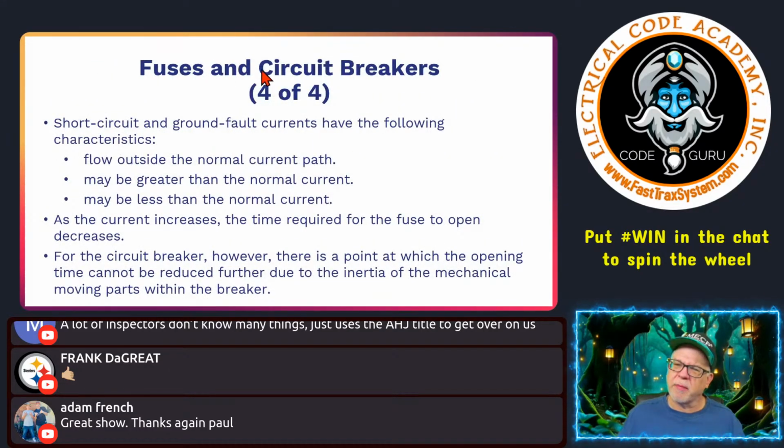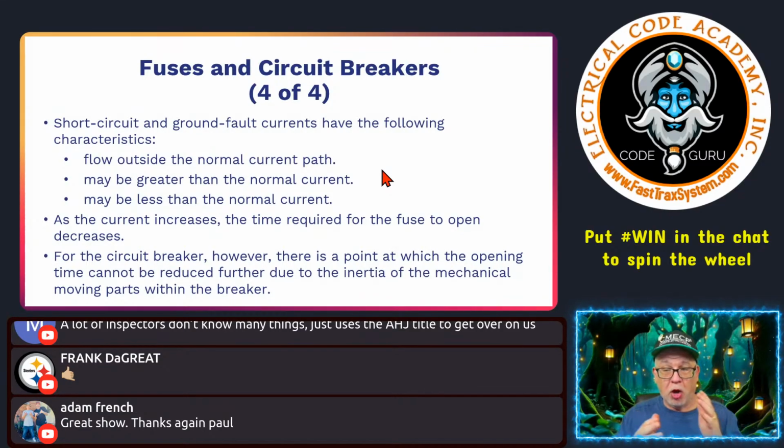Now, fuses and circuit breakers. The short circuit and ground fault current have the following characteristics. One, flow outside the normal current path. Obviously, short circuit and ground fault are flowing through a device not on its intended path, right? A circuit's designed to flow on its intended path, on the conductors that you construct. Anything that flows back to the source on an unintended path outside of normal current flow can be classified as things like short circuit and ground fault protections.